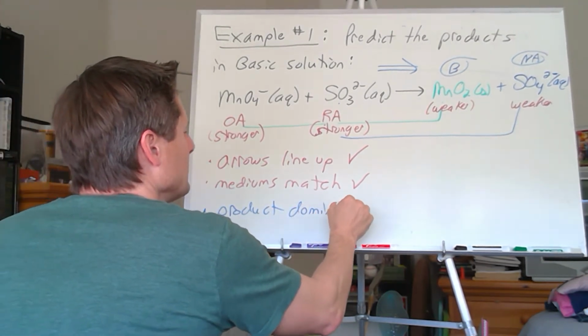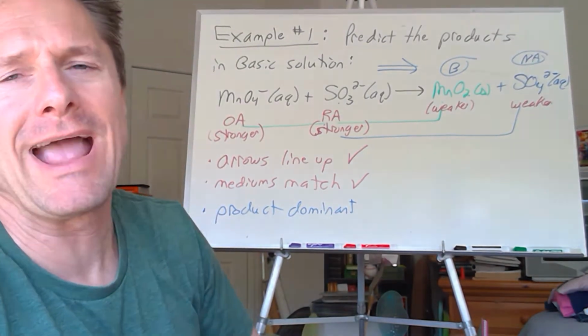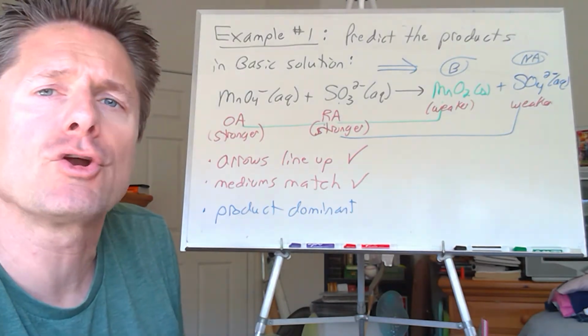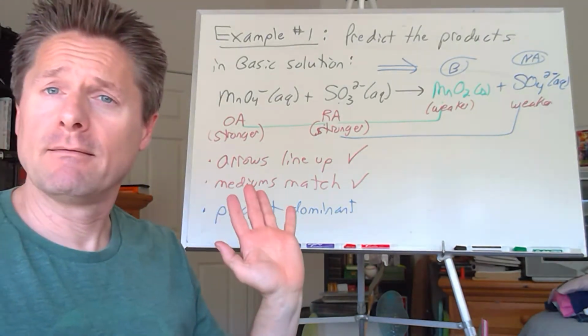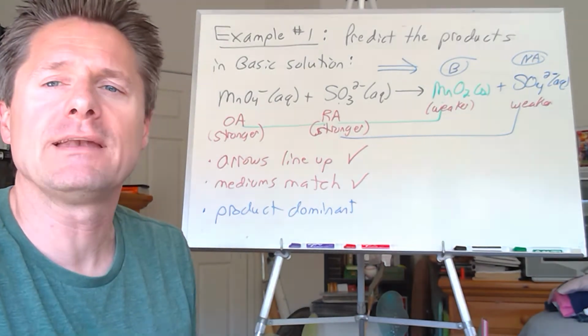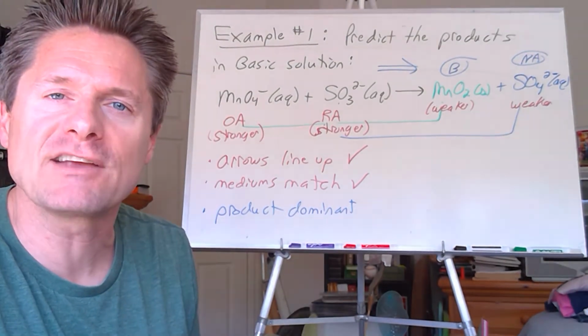Or if your professor's just saying, does a reaction occur or not? Yes, it would go from stronger to weaker. This reaction would occur as written. Yay! That's how you predict products. Not that big a deal. Let's do one more and call it a day. I won't go into as much detail on this next one.